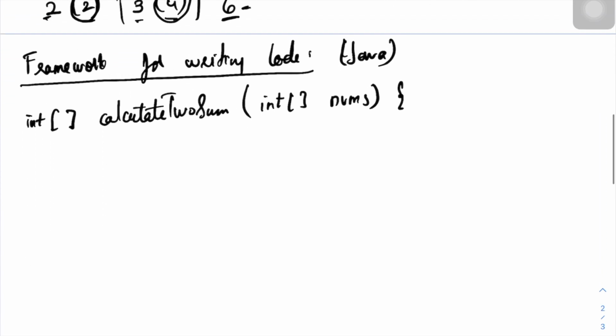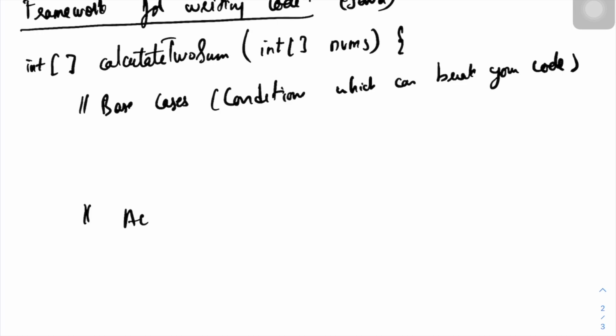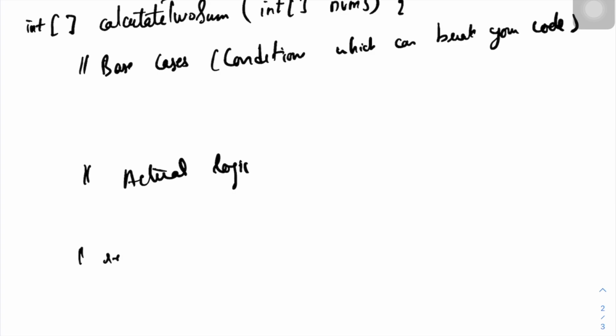Now, the framework for writing code is, initially you have to handle all your base cases. Base cases are nothing but conditions which can break your code, and they should be handled first. Then comes your actual logic, then comes your solution. This is something that we have to always follow.